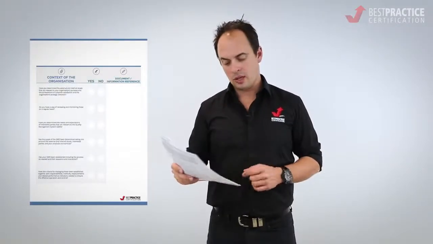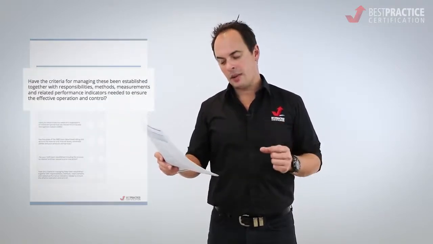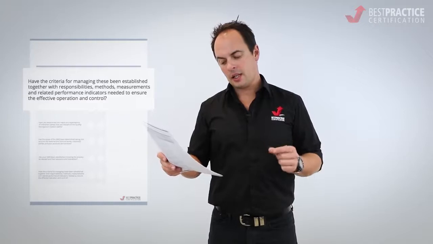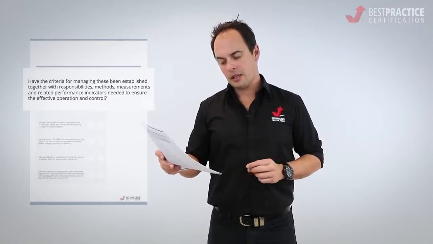You look at the process flow or the process map and having an understanding of how each of the parts of your business relate to each other and fall into a logical sequence. That's important to establish, if that makes sense. And have the criteria for managing these been established together with responsibilities, methods, measurements, and related performance indicators needed to ensure the effective operation and control.